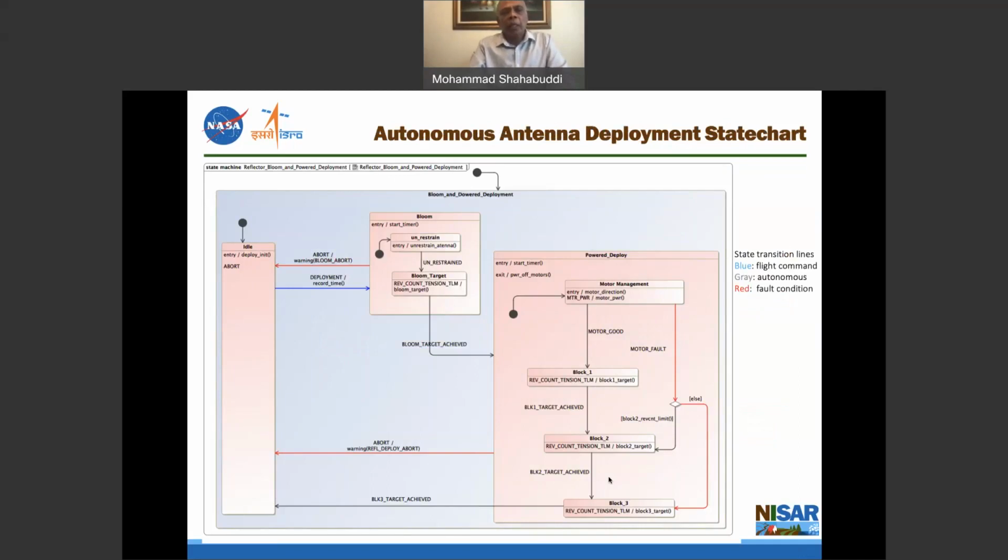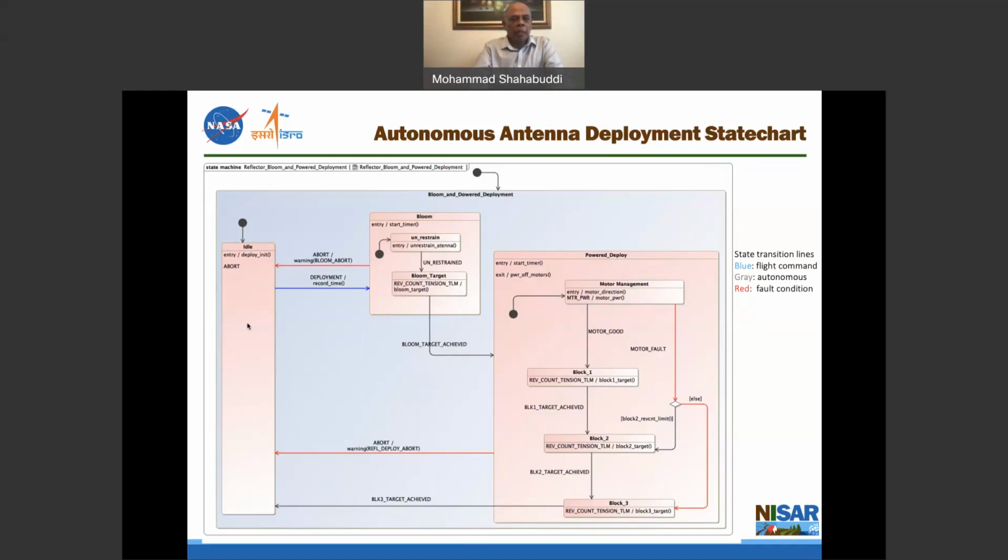So this is a very simplified version of the actual state chart that we have used. This is just so that it makes it simple to understand. We have removed a lot of detailed information from here. As we enter into this state chart, we are in an idle state, and we remain in the idle state until we are launched and the ground operation team is ready to do a deployment.